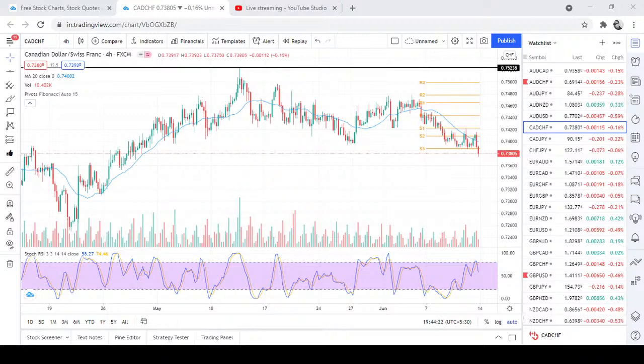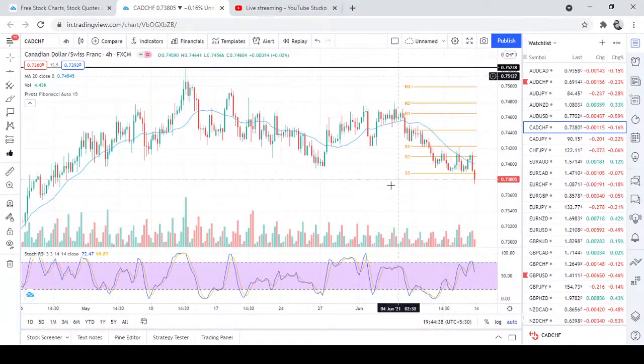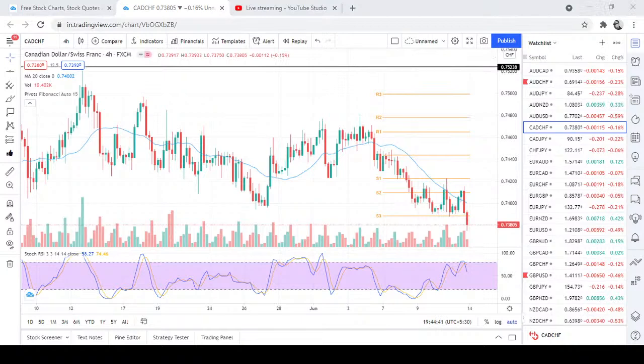When CAD CHF hits this level, we will observe the price and see how the price reacts. That is the only good opportunity that I'm seeing here right now. Otherwise, if you want to take some risk, when the market goes up next time, you can short the market if it reverses from this. Wait, let me change this.